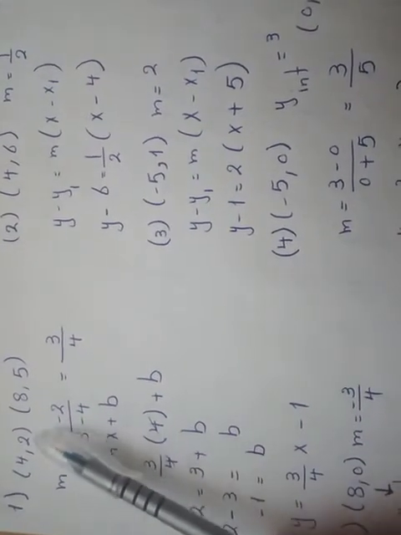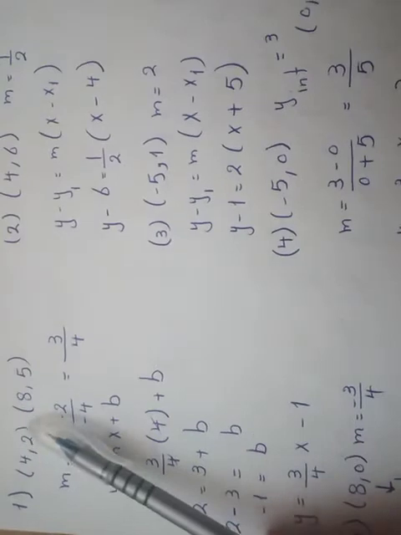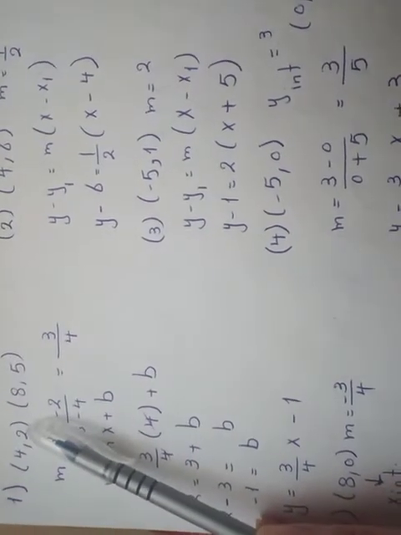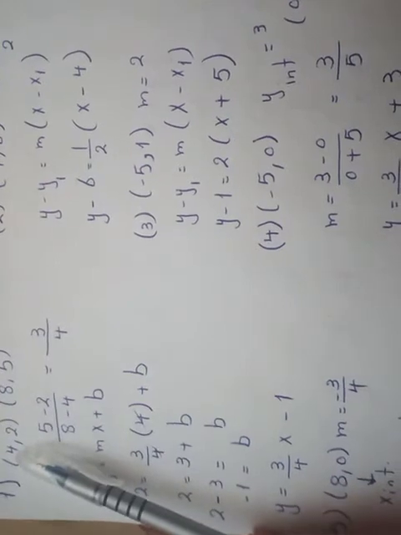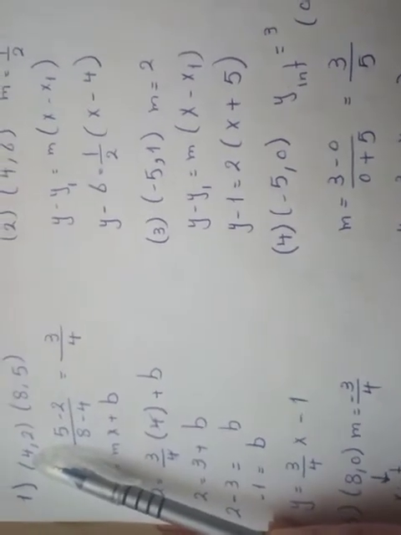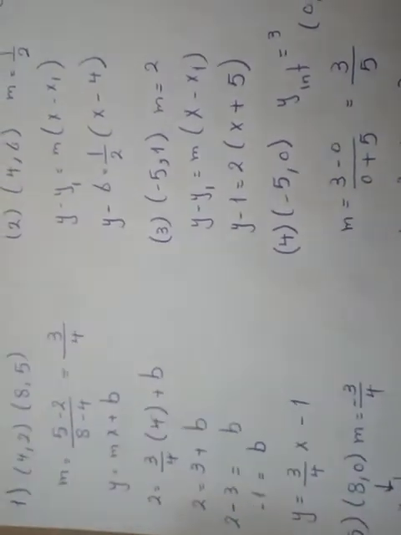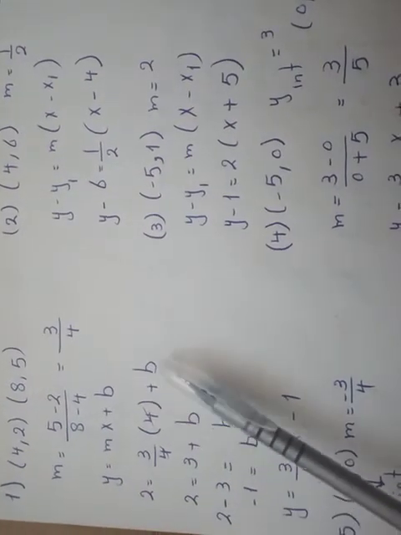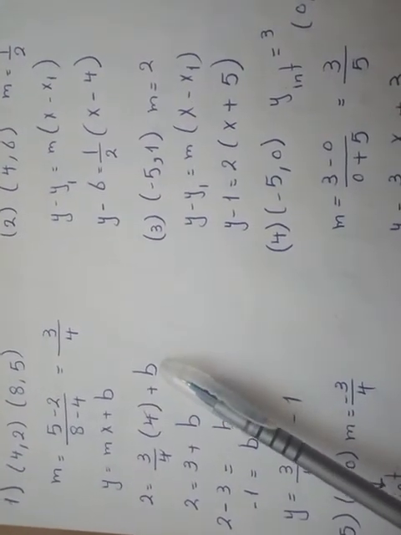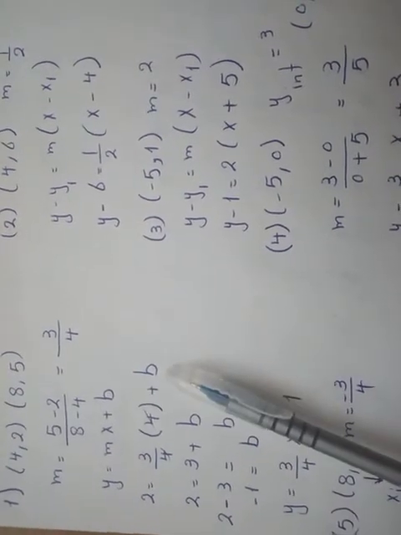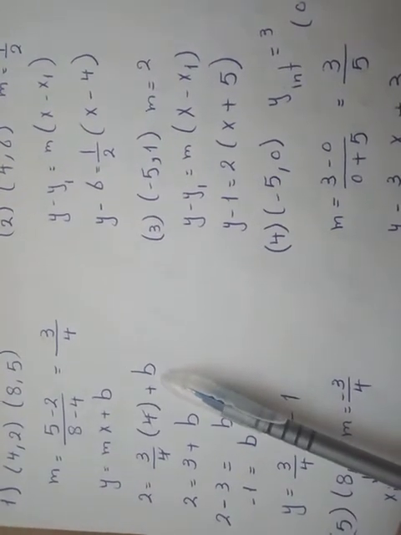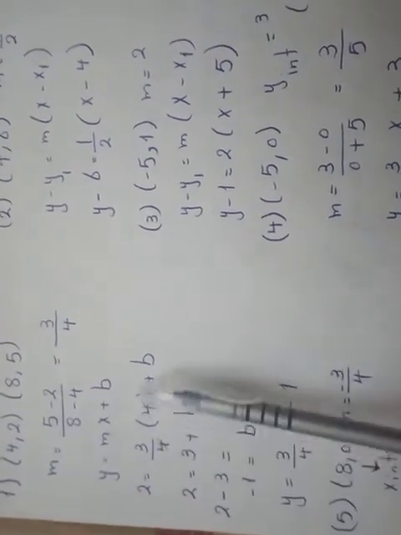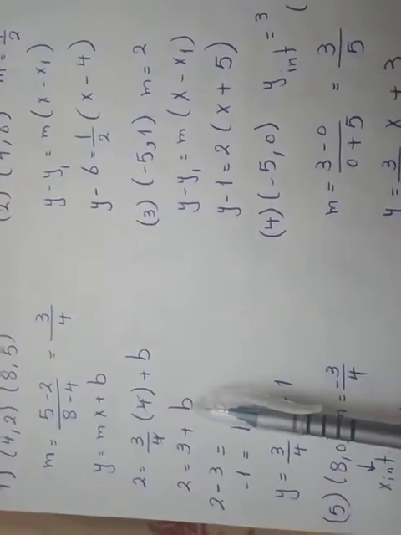What is the x? Please, you took the first point, so you will take the y for the first point and also the x for the first point. So what is the x? The x here is 4. 2 equal 3 over 4 times 4 plus b. Why do we do it like this? To get the value of b. B is the y-intercept. So 2 equal, simplify, it will be 3 plus b.